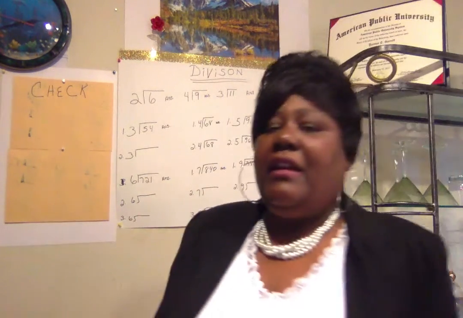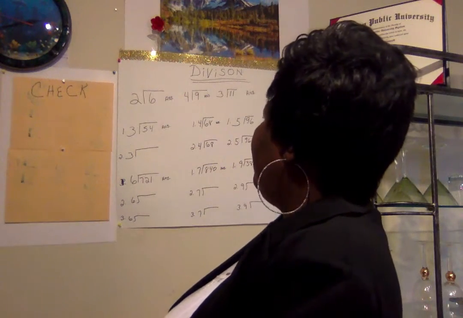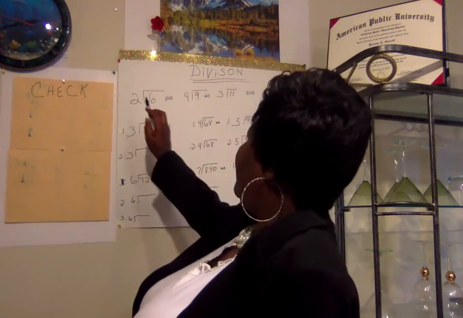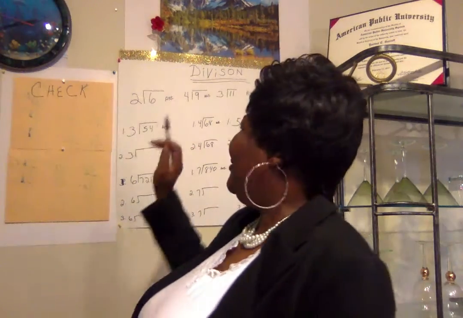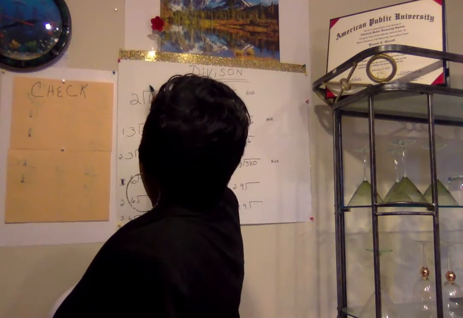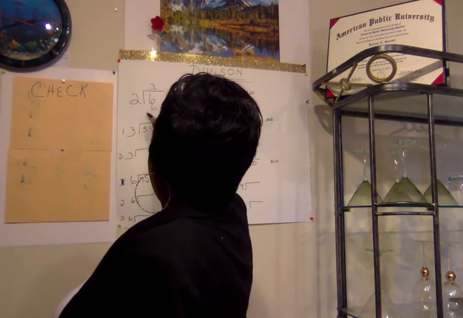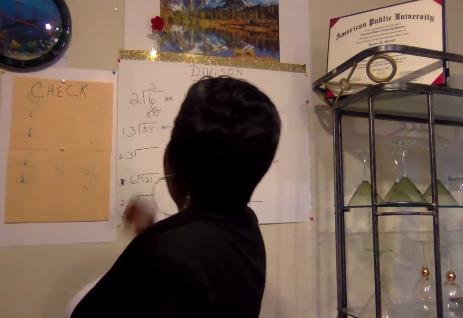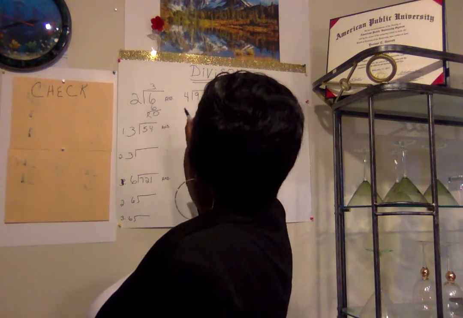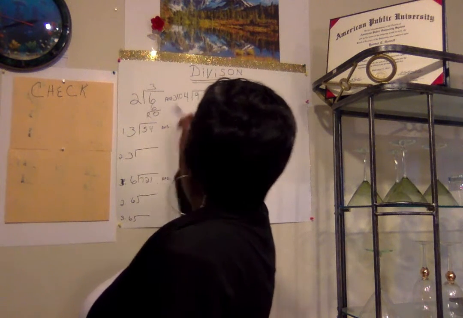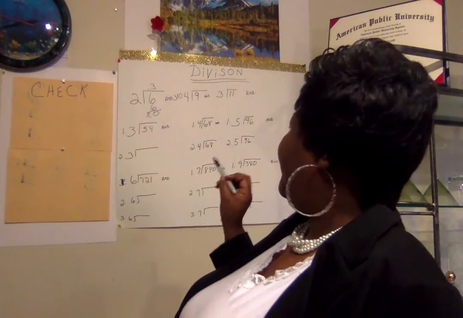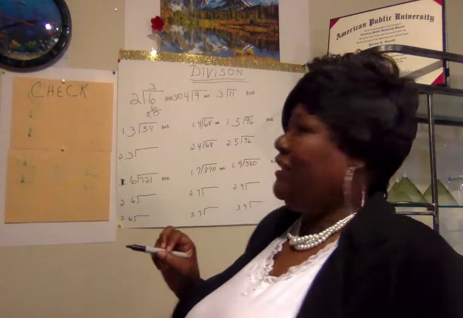Okay. Now we're going to start working on division. We're going to start with the first problem. One digit. 2 goes into 6. 2 times 3 is what? 6. So 2 goes into 6 3 times. 3 times 2 is 6, minus 6 is 0. So your remainder is 0. So your answer is 3, remainder 0. That's your answer. Now we're going to go over and check.